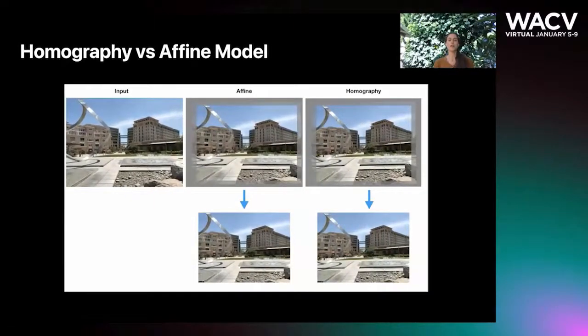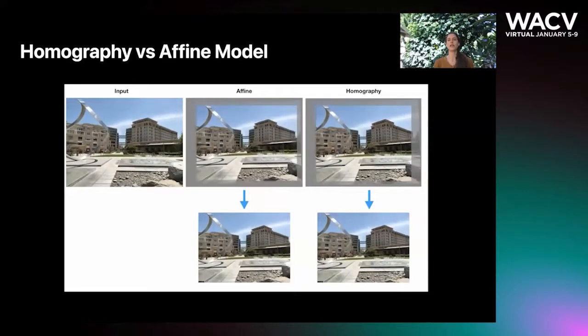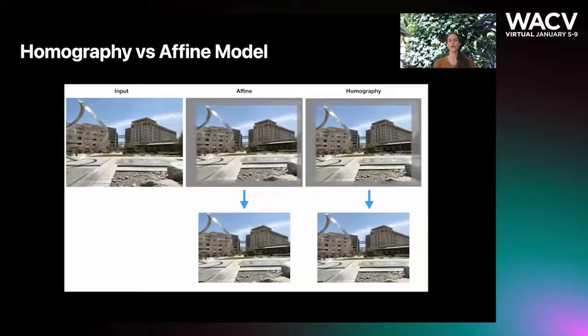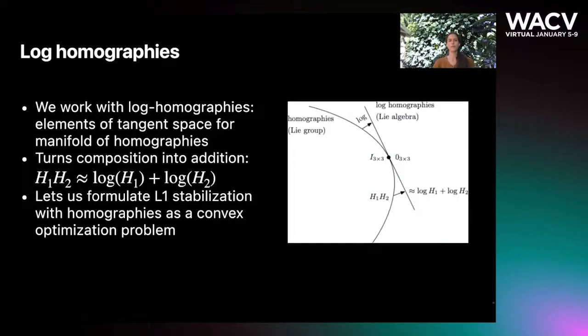Grundmann formulates the problem in terms of affinities, which are linear transforms that handle rotation, translation, scale, and shear, but not perspective. For perspective, you need homographies. Notice the residual perspective wobble with the affine model. Homographies are challenging to use in a convex formulation because they are nonlinear, so we instead work with log-homographies, which are elements of the tangent space of the manifold of homographies. Log-homographies approximately turn composition into addition, so we can formulate L1 stabilization with homographies as a convex problem.